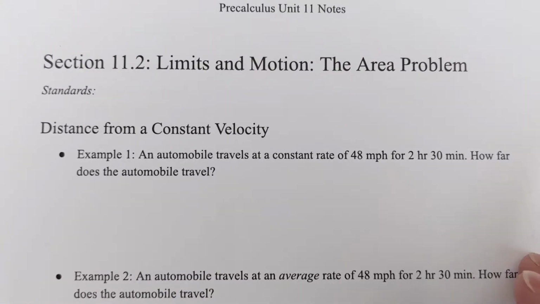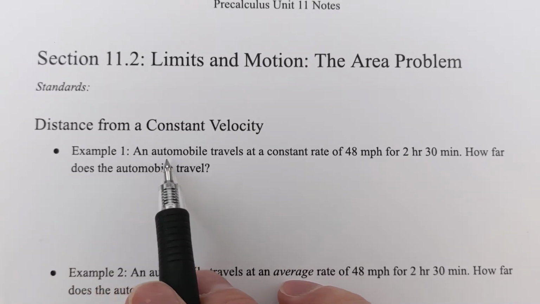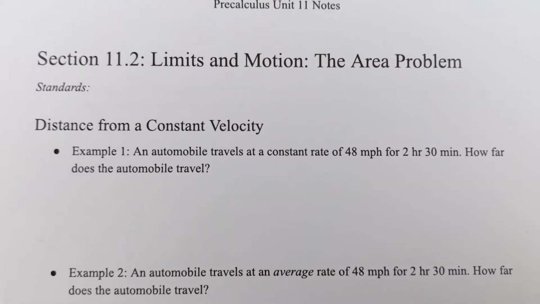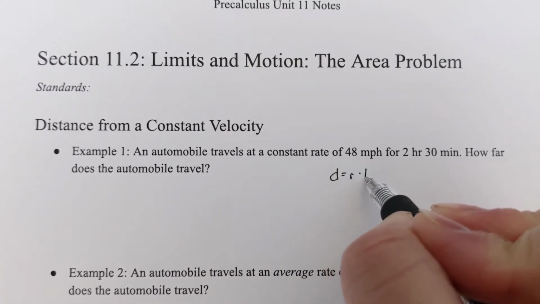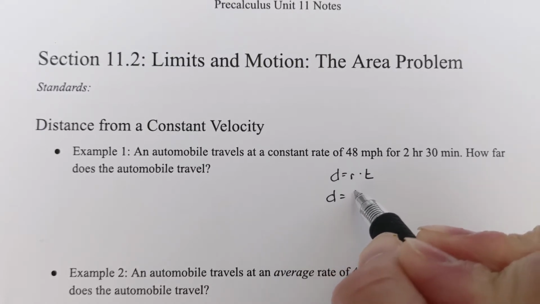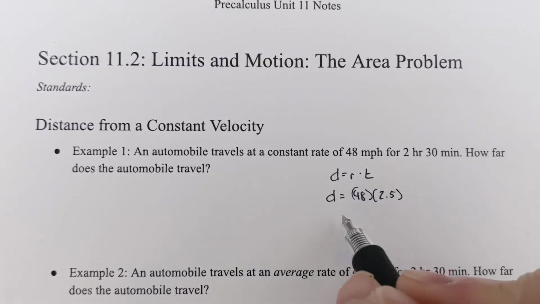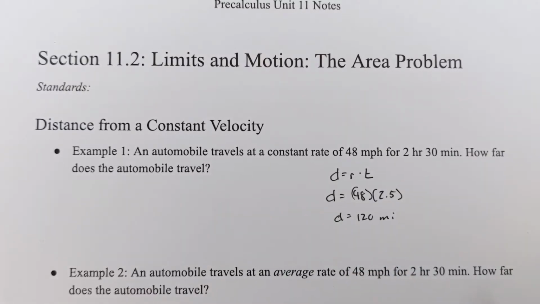Okay, here are the notes for section 11.2, limits of motion, the area problem. So example 1: an automobile travels at a constant rate of 48 miles per hour for 2 hours, 30 minutes. How far does it go? Well, this is relatively straightforward. Distance is equal to rate times time. So 48 miles per hour times 2.5 hours gives us 120 miles.